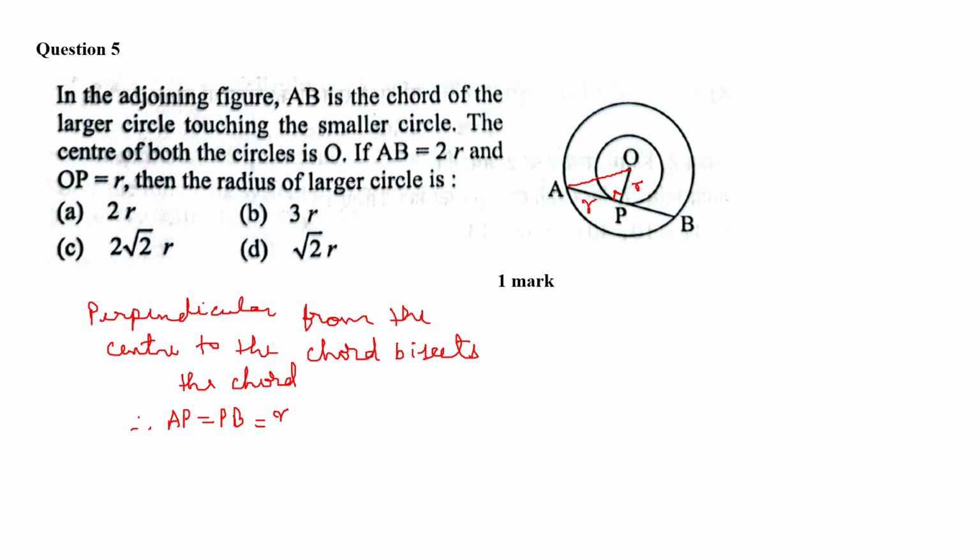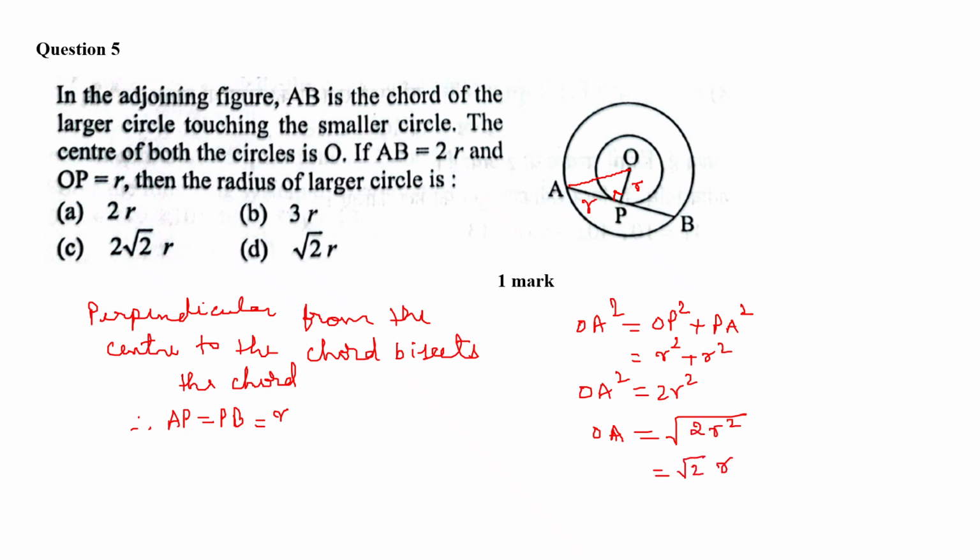Now I'm going to use Pythagoras theorem. OA square is equal to OP square plus PA square. Both is R. So R square plus R square, which will be 2R square. So OA square is 2R square. So OA will be root of 2R square, which is root 2 R. So D is the correct option.